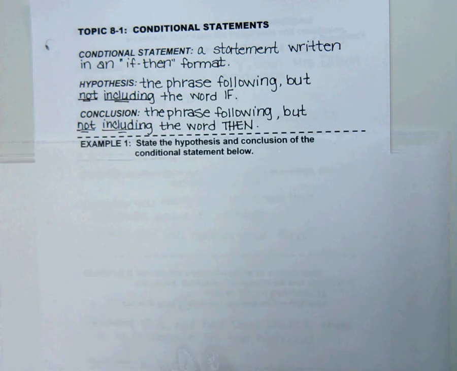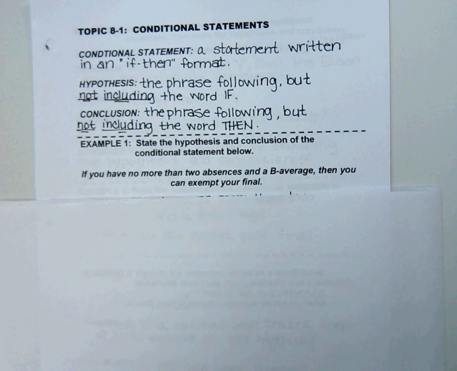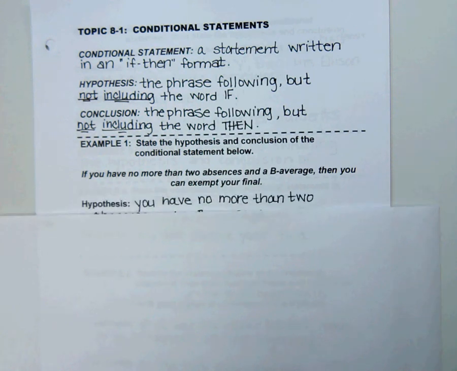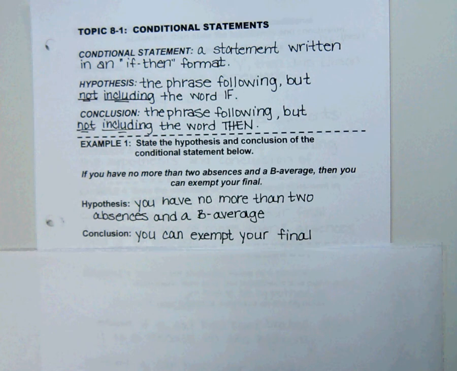So let's start with the first example. They want you to state the hypothesis and conclusion of the conditional statement. So look at the statement. If you have no more than 2 absences and a B average, then you can exempt your final. See the word if and then? So the hypothesis is the words following the word if. You have no more than 2 absences and a B average. The conclusion is you can exempt your final. So really you're just looking at the words behind the word then and behind the word if.